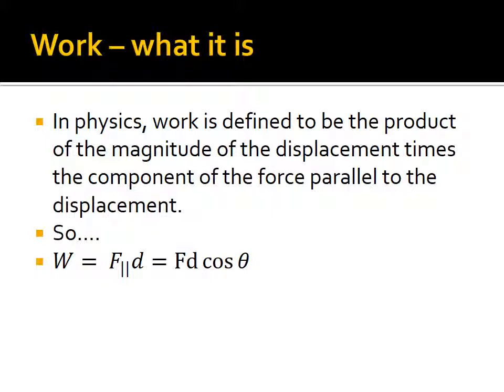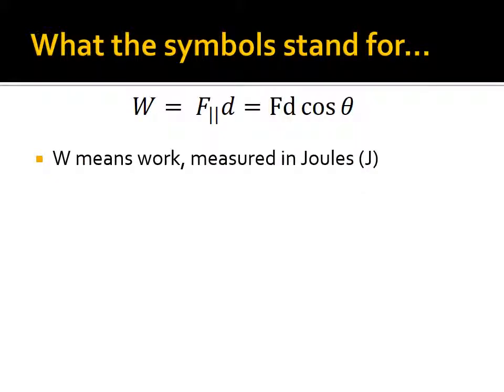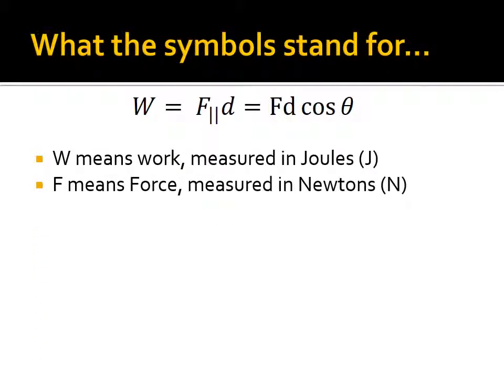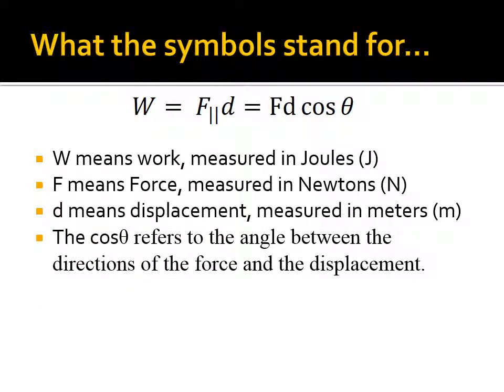So there's the equation. And that's on the AP equation sheet as well. So let's talk about what all these symbols mean. W stands for work, which is measured in joules, and the symbol for joules is J. Force is F, measured in newtons, like it has been so far all the time. D means displacement, measured in meters. And the cosine theta refers to the angle between the directions of the force and the displacement.